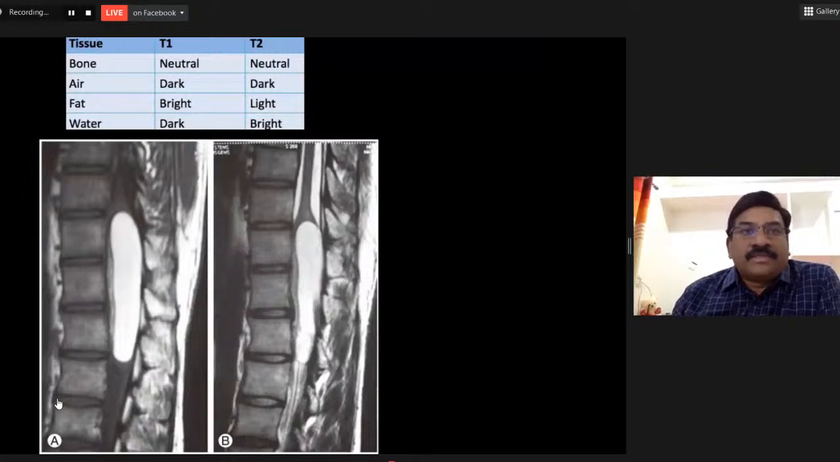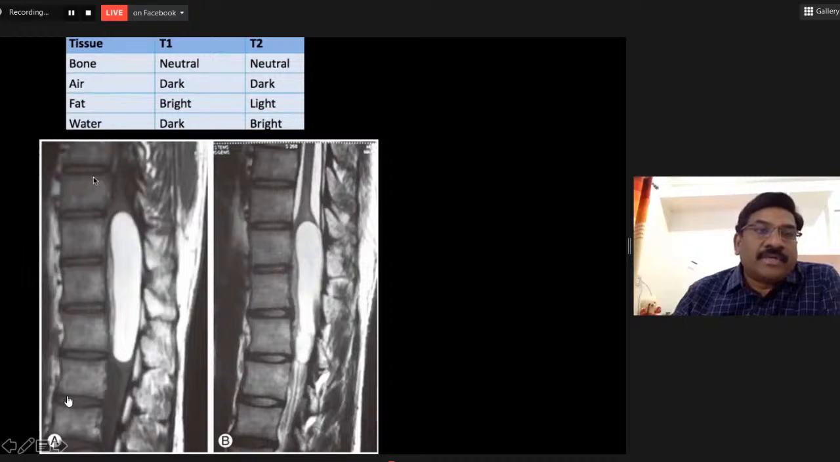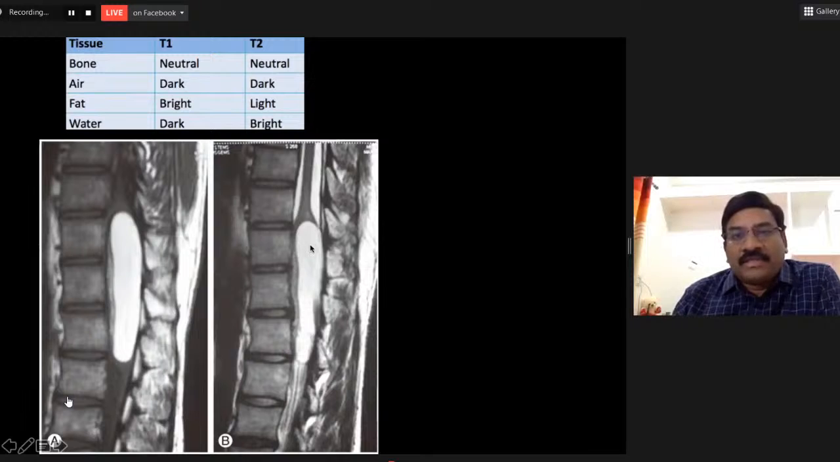A few interesting things: this is a T1 weighted image and this is a T2 weighted image. In the T1 weighted image, you are seeing a big hyperintense lesion inside the spinal canal. This is also a hyperintense lesion inside the spinal canal in the T2 as well. And this intensity looks almost similar to that of CSF, but you don't know whether it is a fluid or a fat. So how do you differentiate those things?